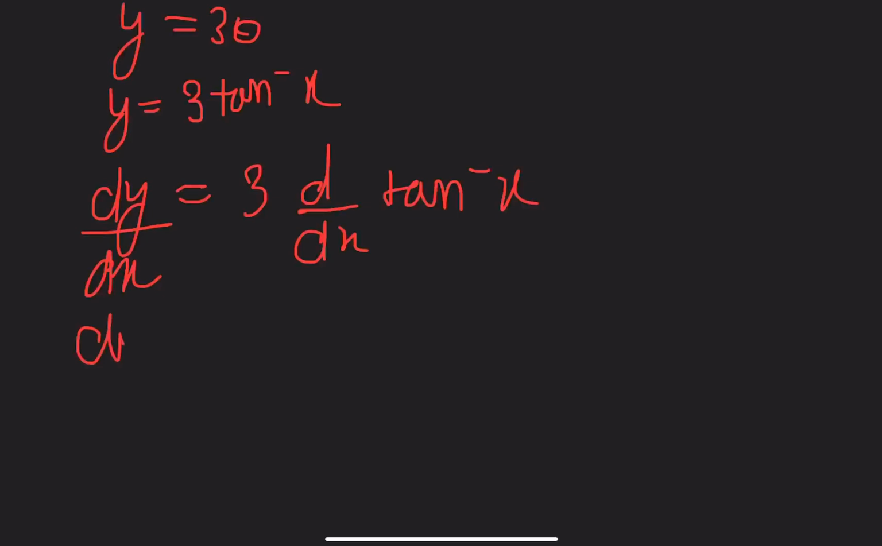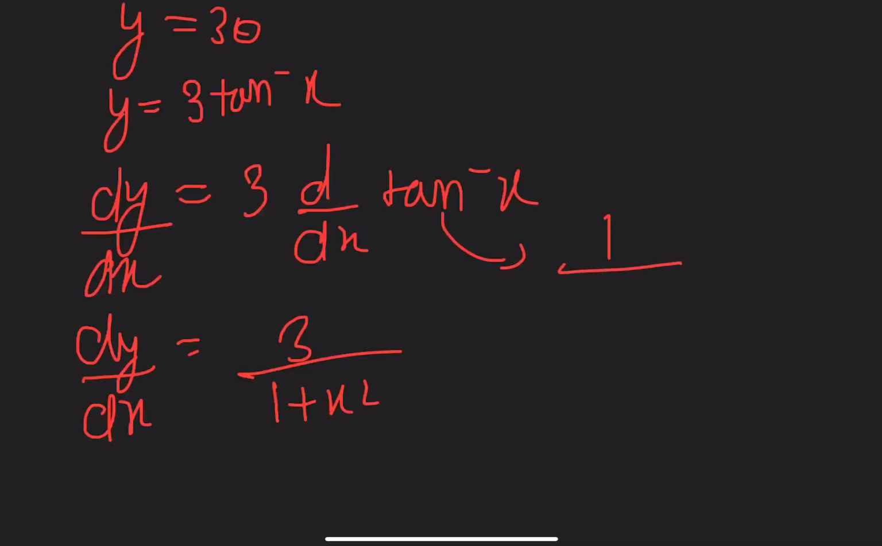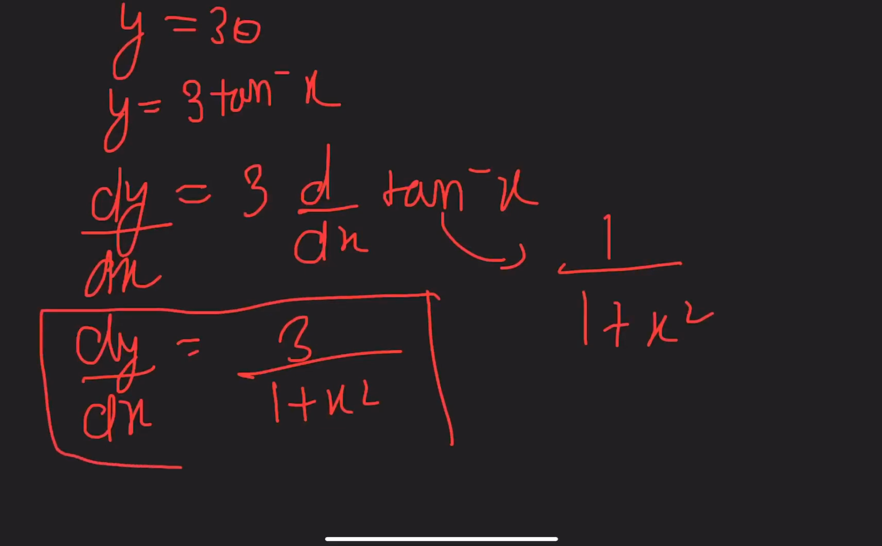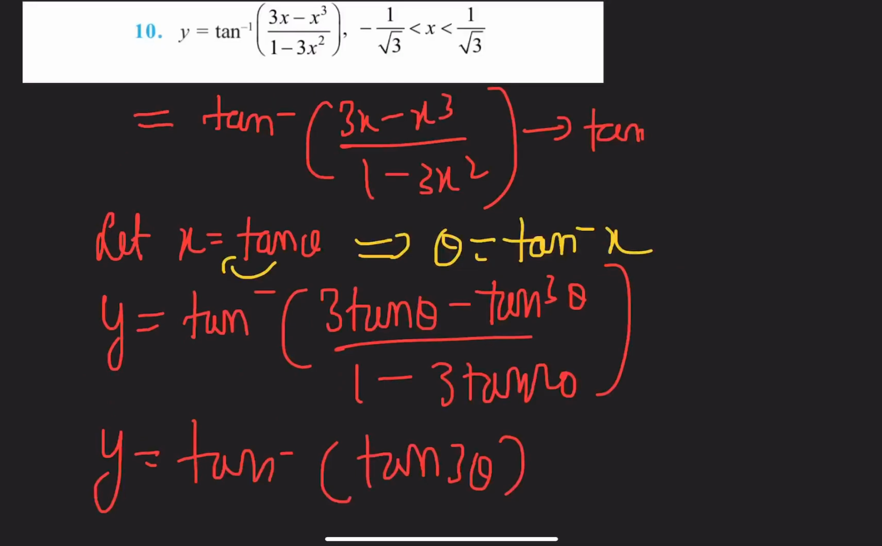Okay, so dy by dx finally turns out to be 3 upon 1 plus x square. How did it come? Differential of tan inverse x is 1 upon 1 plus x square. This is the formula for differential of tan inverse x, and 3 gets multiplied, so this becomes 3 upon 1 plus x square, which is the value for dy by dx. Okay, this method in which we have put theta as something else is called the substitution method, trigonometric substitution.